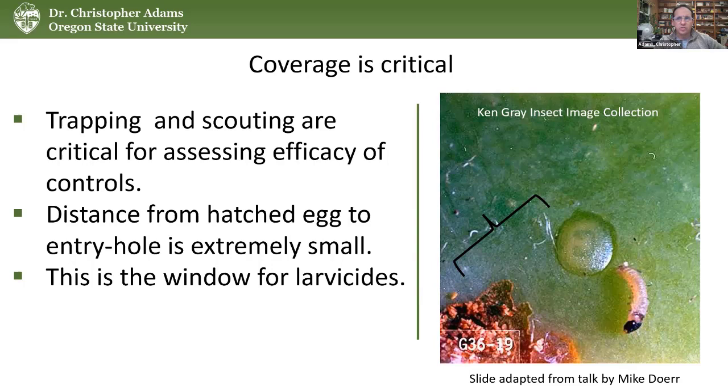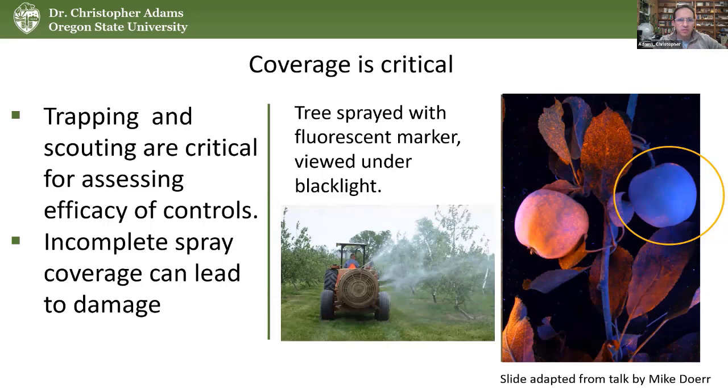Coverage is critical. An incomplete spray coverage can definitely lead to damage. This picture is trees that were sprayed with a fluorescent marker, and they're being viewed under a black light. And you can see that this apple on the right did not get hit with the spray and is likely going to lead to damage. So trapping and scouting can help identify these kinds of problems and help you react in real time.